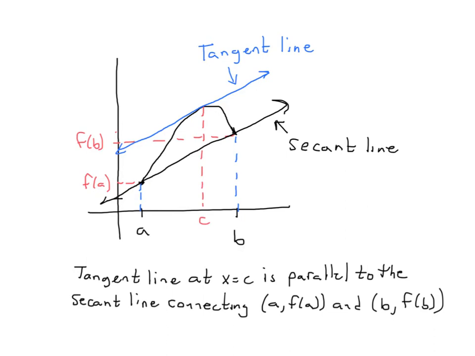According to the mean value theorem, this must be a smooth, continuous curve. It cannot have a cusp, because a cusp is not differentiable. We must be differentiable on the open interval, which means we have to have a smooth curve. Then there must be a value c such that the tangent line, which I've drawn here at x = c, is parallel to the secant line that connects (a, f(a)) and (b, f(b)). That's what the mean value theorem tells us must be true.